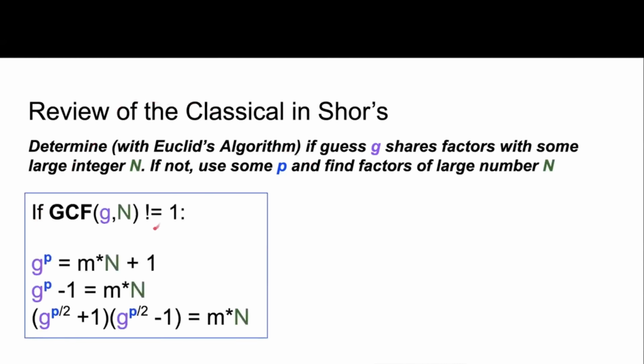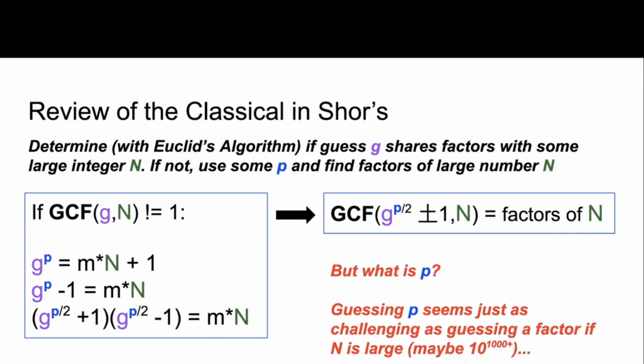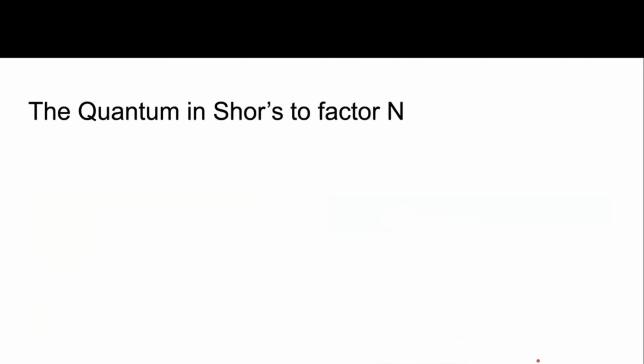So if the greatest common factor of g and n is not equal to 1, which is highly likely, we are going to have to find some value p that will allow us to find factors of n. We'll cleverly rearrange this information in the following way. So we know that the greatest common factor of g raised to some p divided by 2 plus or minus 1, and n will equal factors of n. But what is p? Trying to guess values of p is just as challenging as trying to find a factor, especially if n is very large.